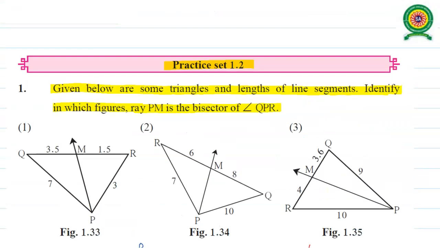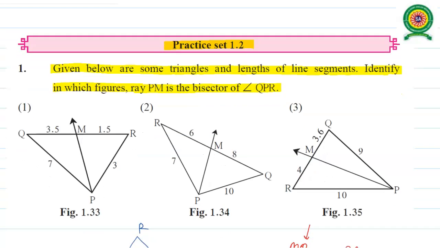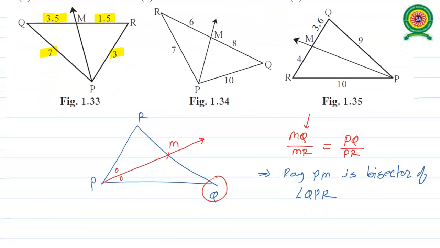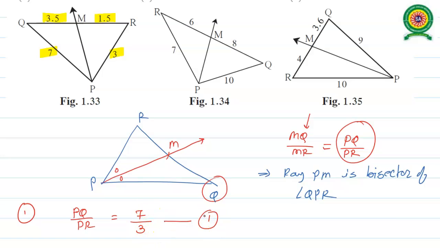So look at the first triangle carefully. In the first triangle PQ is 7 while PR is 3, QM is 3.5 while MR is 1.5. First of all, for the first sub question, we are finding the first ratio. Let us consider PQ divided by PR. PQ divided by PR equals 7 by 3. There is no common divisor between numerator and denominator. I would like to call it equation number 1.